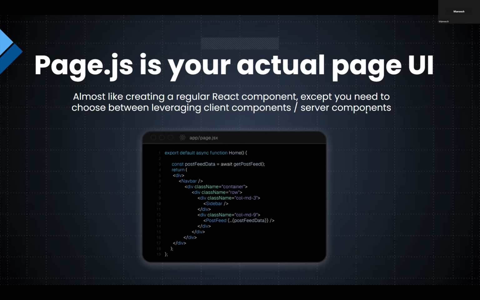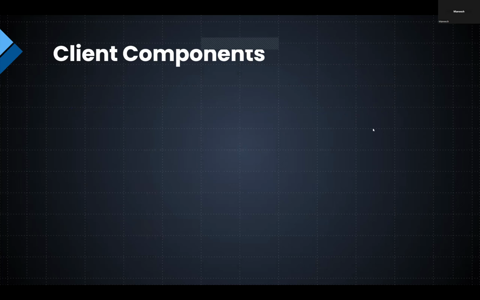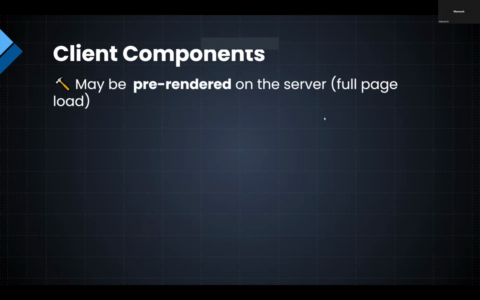It seems really easy to tell client-side rendering from server-side rendering, but in the recent updates there's actually a little more nuance to it. So client components, despite the name, may be pre-rendered on the server, on full page load specifically. When you first go into your Next.js app, that triggers a full page load where Next.js is basically going to send you the HTML document and as much as possible of your application.